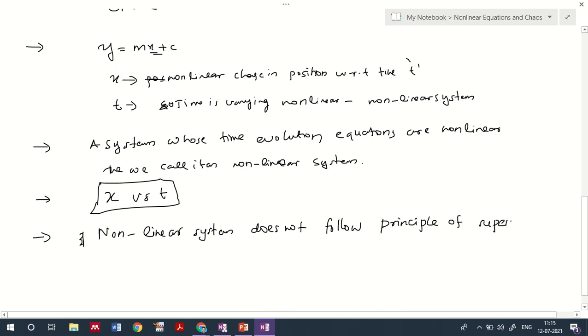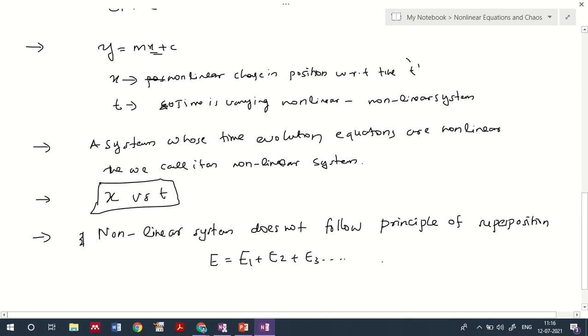Hope you remember what the principle of superposition is. A simple example: when you consider the electric field due to a number of charges, and you want to get the total electric field, it is E equal to E1 plus E2 plus E3 and so on. That means the total electric field is a summation of the electric field given by each charge q1, q2 and q3.